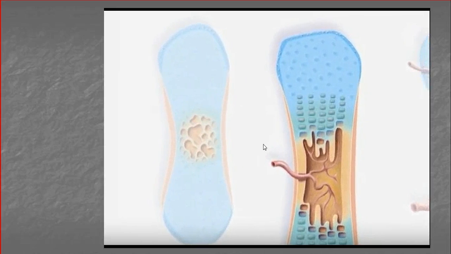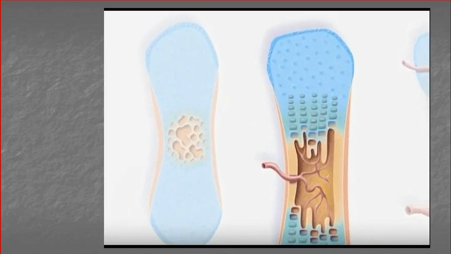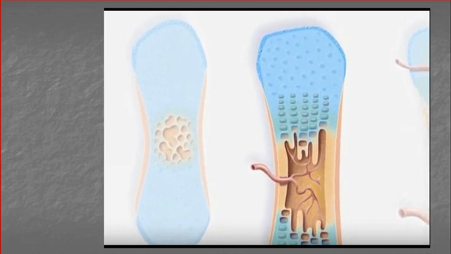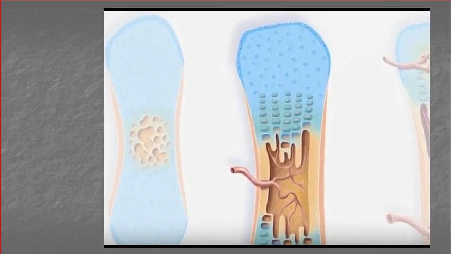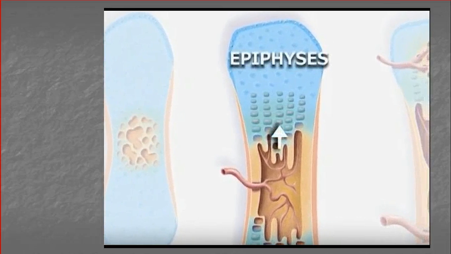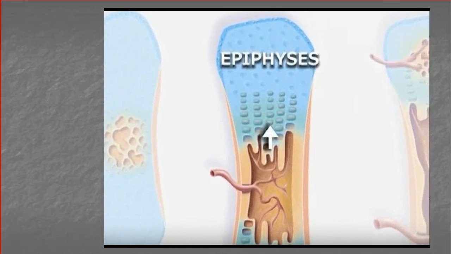The remains of the calcified cartilage serve as a template on which osteoblasts can build bone. Bone development extends toward the epiphyses from the primary ossification center.